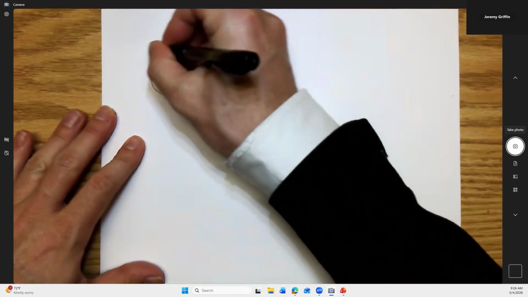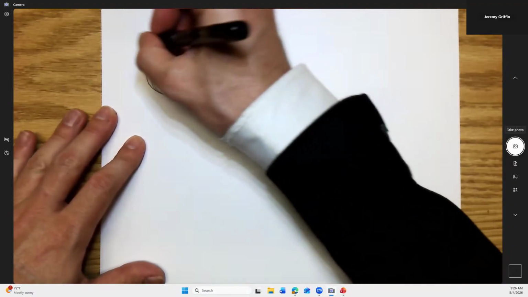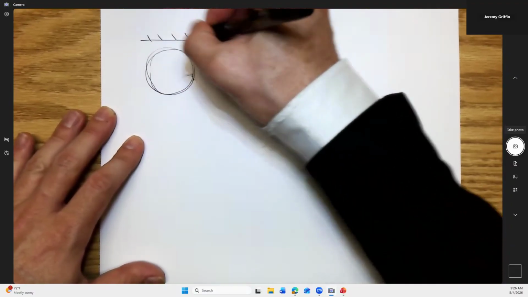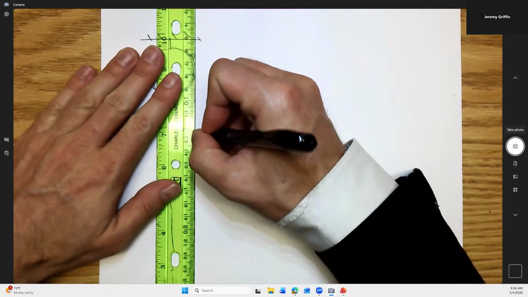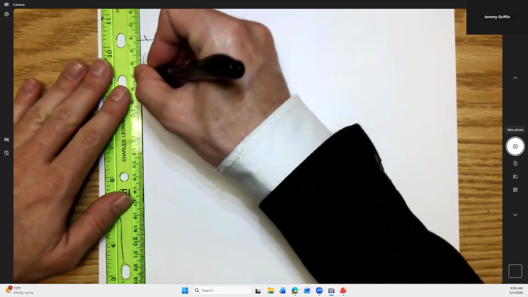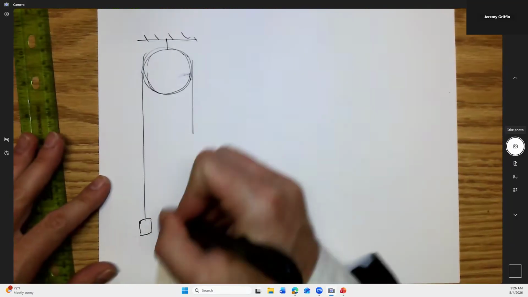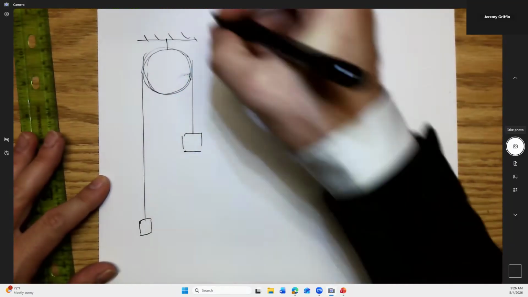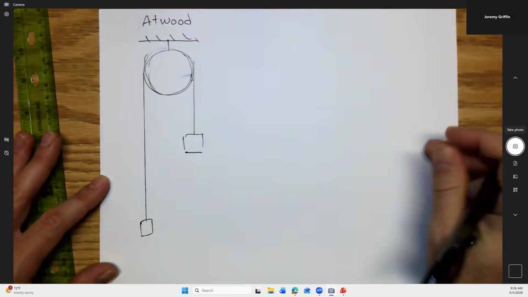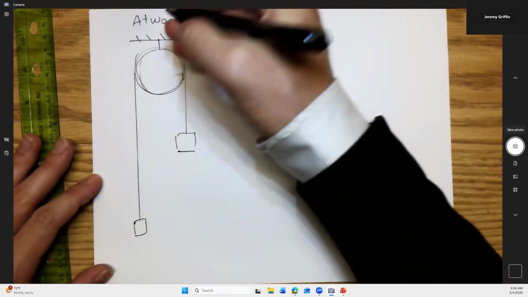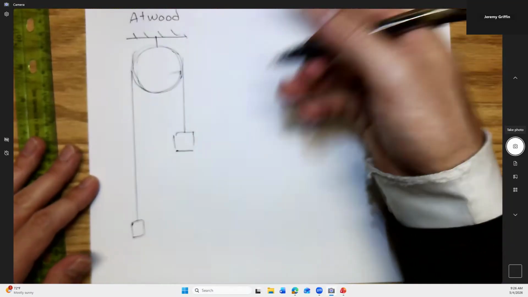Alright, Atwood time. Get ready to do an Atwood. It's not an elevator. Oh yeah, it's Atwood time. So this is a frictionless, massless pulley.